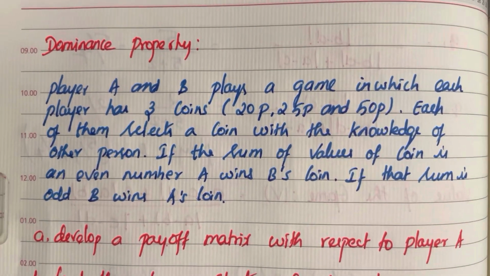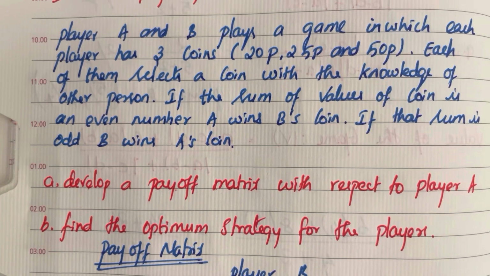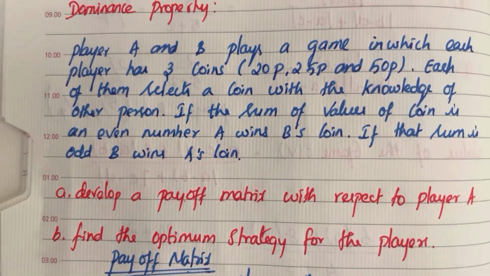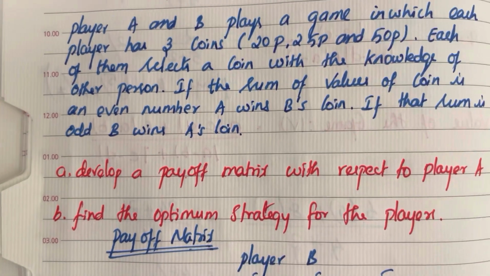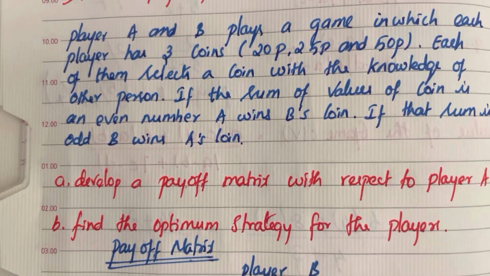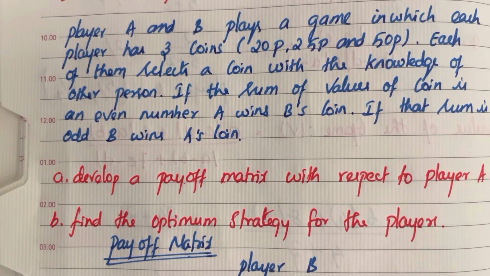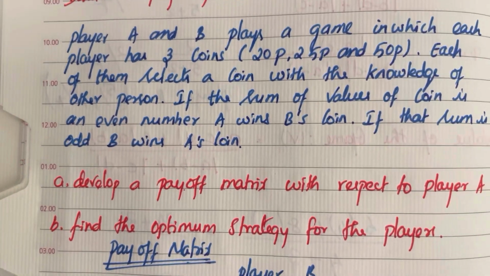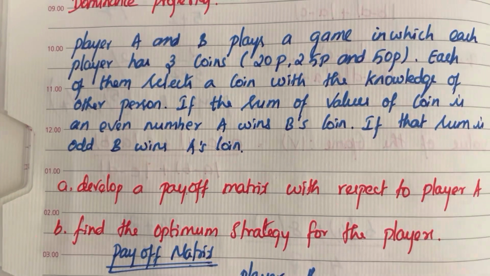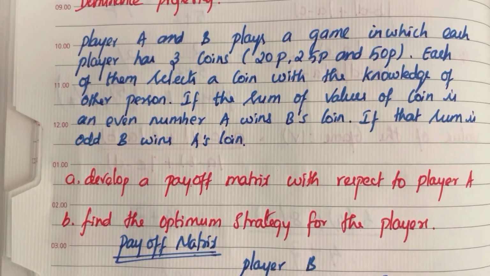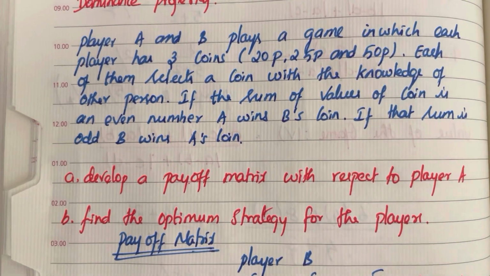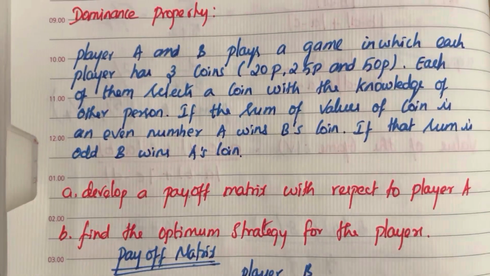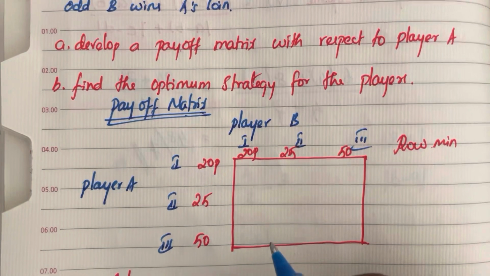Now the question is to develop a payoff matrix with respect to player A. We have to keep in mind that it is with respect to player A. And the next part is to find the optimum strategy for the players. So now you have to create a payoff matrix based on player A: what player A is going to win and what he is going to lose. So now we have to consider the payoff matrix.